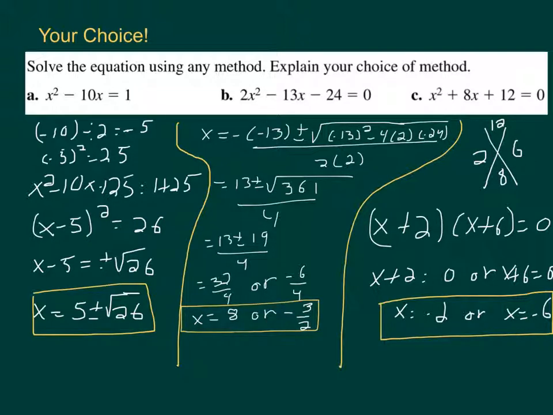Used completing the square for the first one, quadratic formula for the second one, and factored the third one. The first one is not factorable, but the last 2 were. Completing the square would work for any of them, as would the quadratic formula. So just check your work, see how you did, and hopefully you feel confident going forward with problems like this.